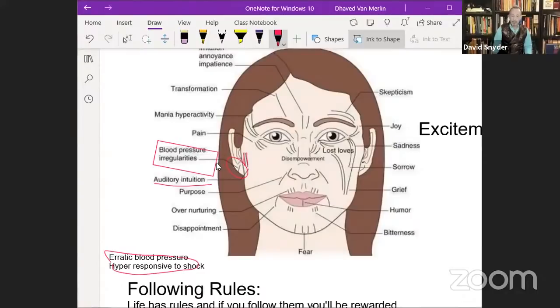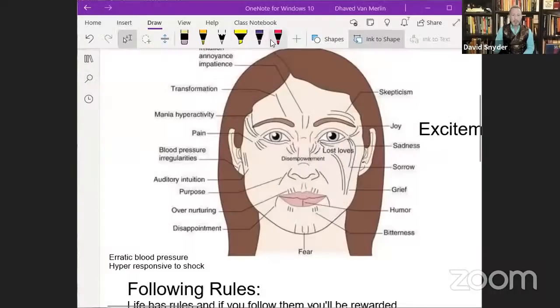So if you have these, and I have both. I have both the auditory intuition lines, and I also have the blood pressure irregularity lines. Doesn't mean you're going to die tomorrow. Doesn't mean you're going to have a heart attack. It means you should probably spend a little bit more time paying attention to your cardiovascular health. You should spend a bit more time in meditation and mindfulness so that you can kind of get your baselines a bit lower, so that you can respond to shock and surprise a little bit more appropriately, right?